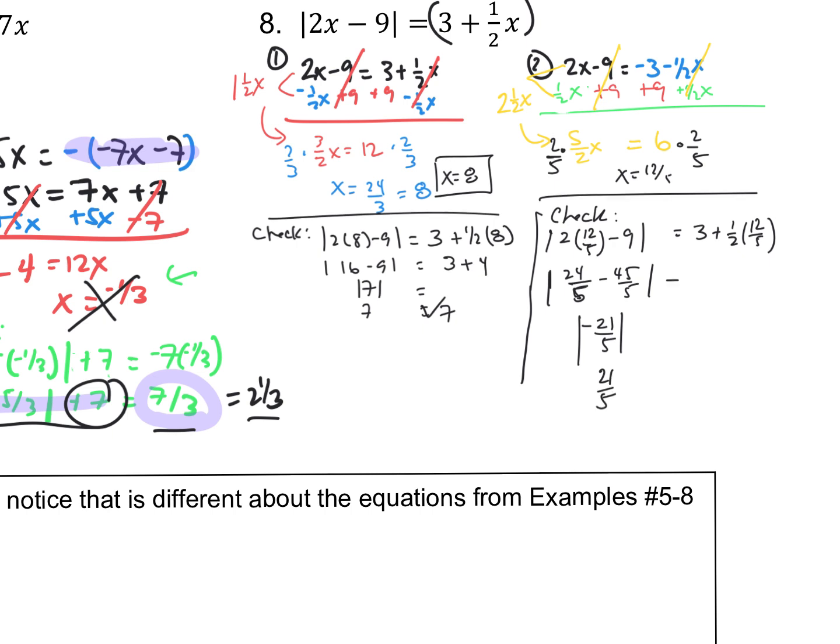Okay, so does that equal the same thing over here? So here I'm going to do 3 plus, and I'm the one that likes to reduce as I go. So this is going to reduce to a 1, and this will reduce to a 6. So I now have 6 over 5. Well, common denominator for both of these would be 5. So this becomes 15 over 5 plus 6 over 5, which equals 21 over 5. So it checks. So both of these work.